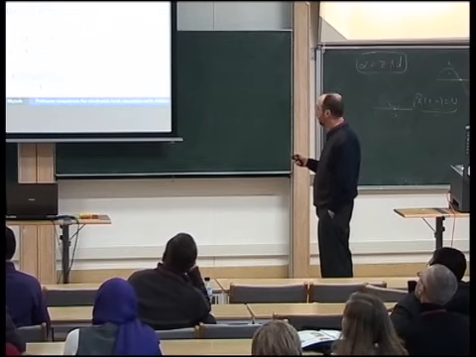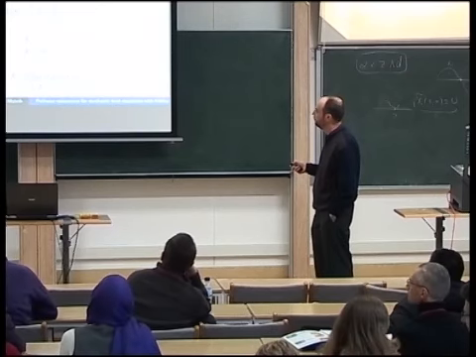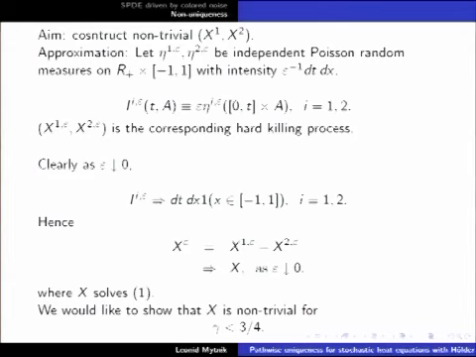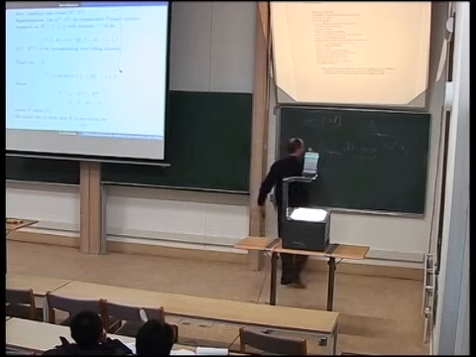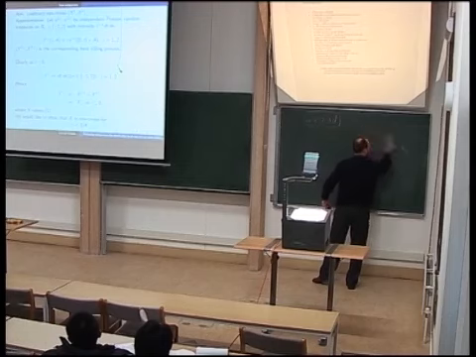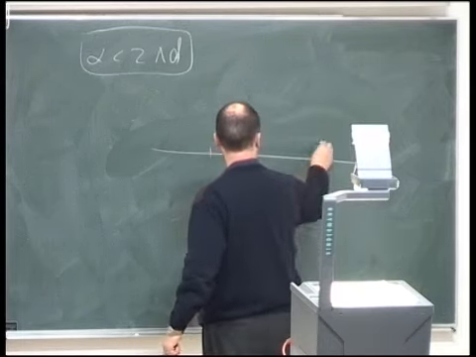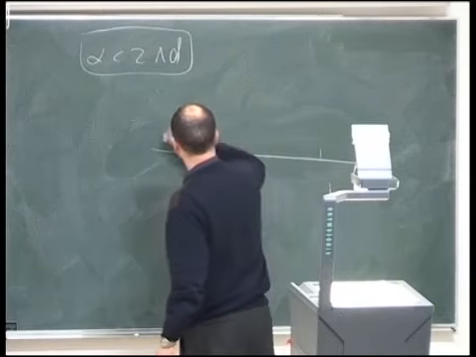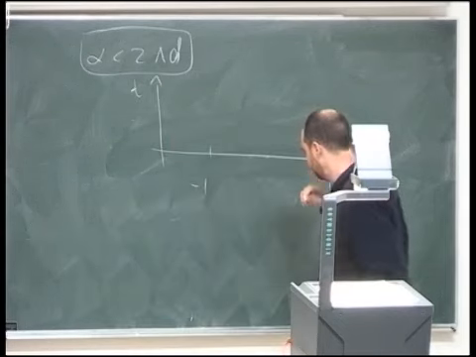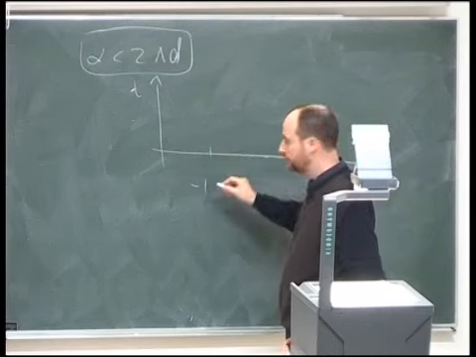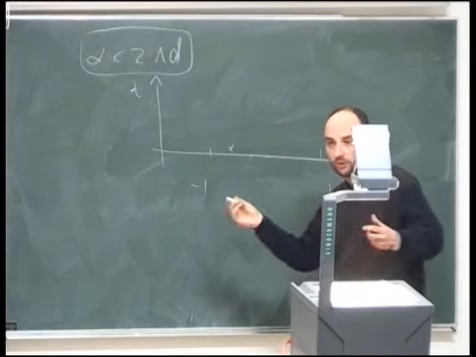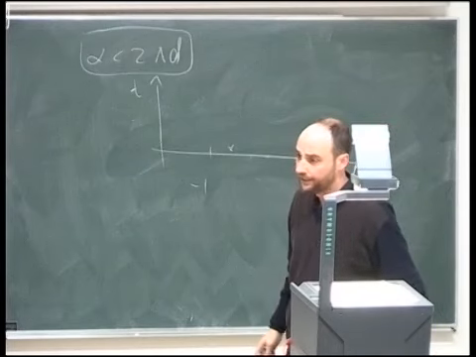Okay, so you have two independent Poisson random measures with intensity in time and in space. I'll probably try to write it. I have to draw a picture. So time goes in this direction. And we have an immigration of mass. You have a Poisson point process with intensity epsilon mi delta t delta x here.